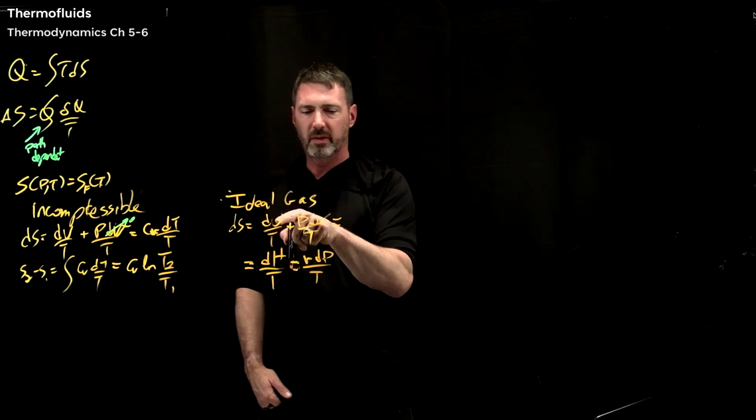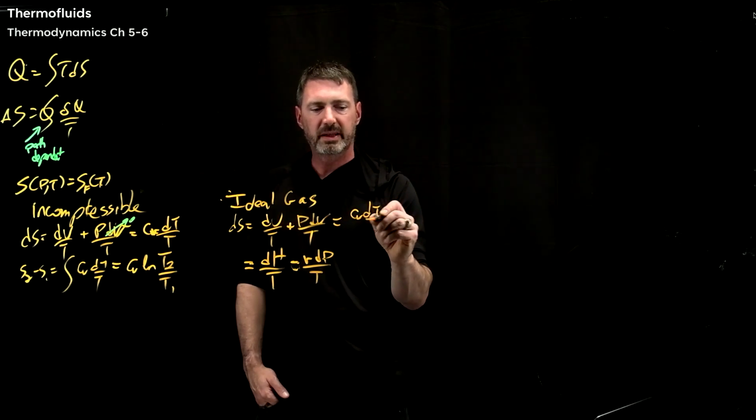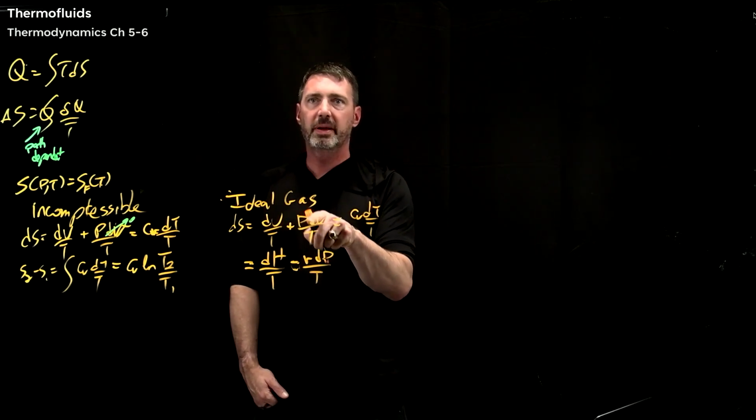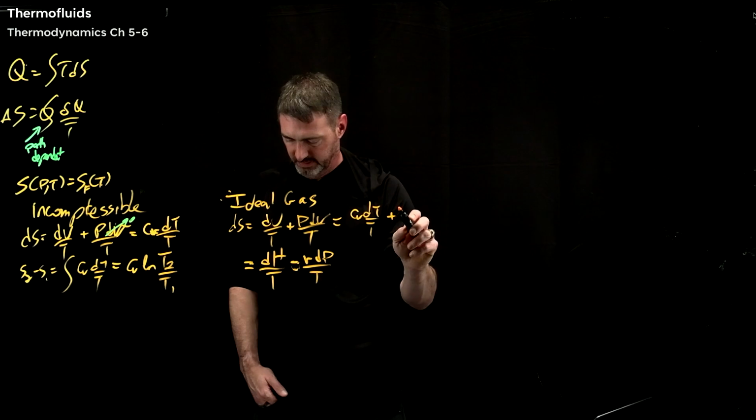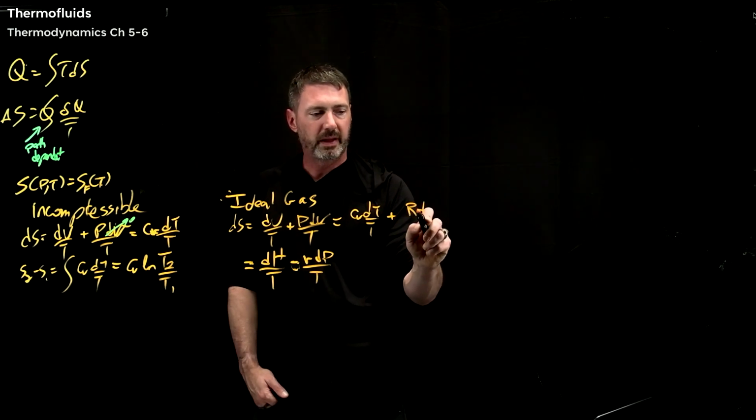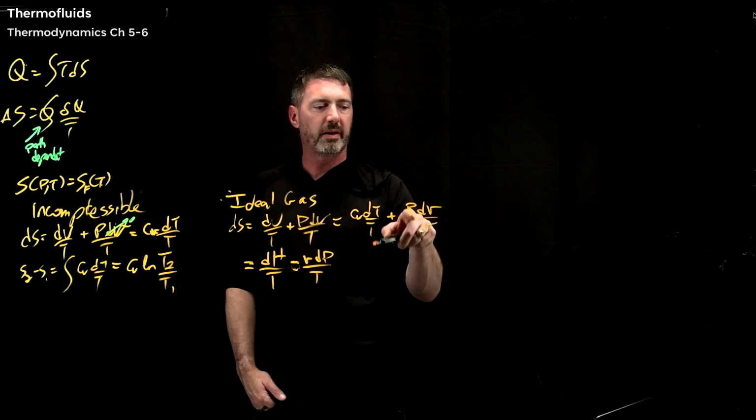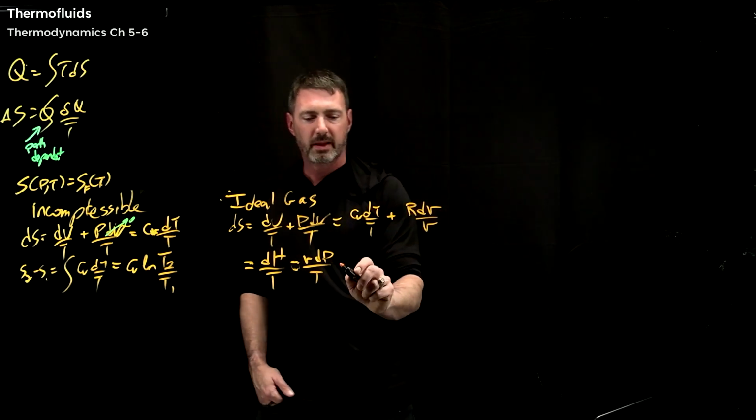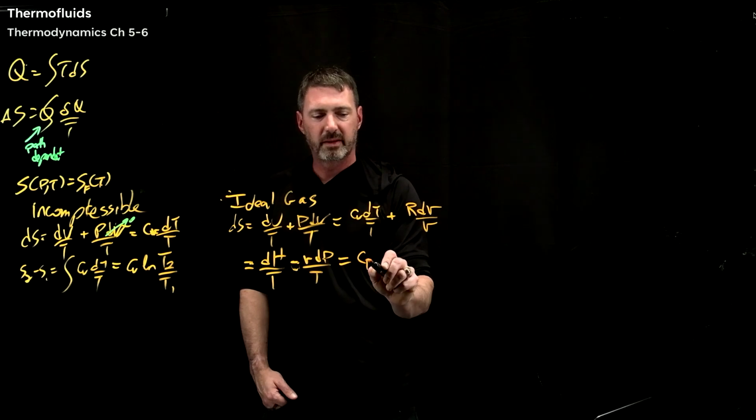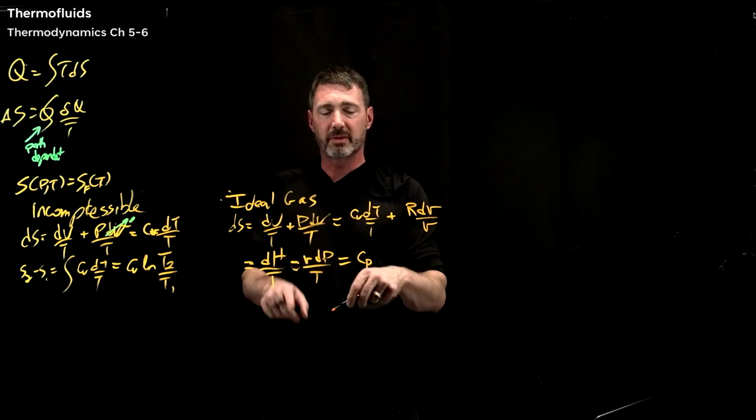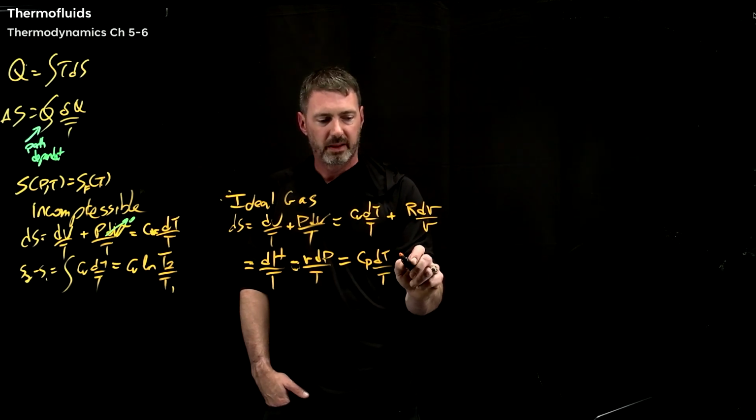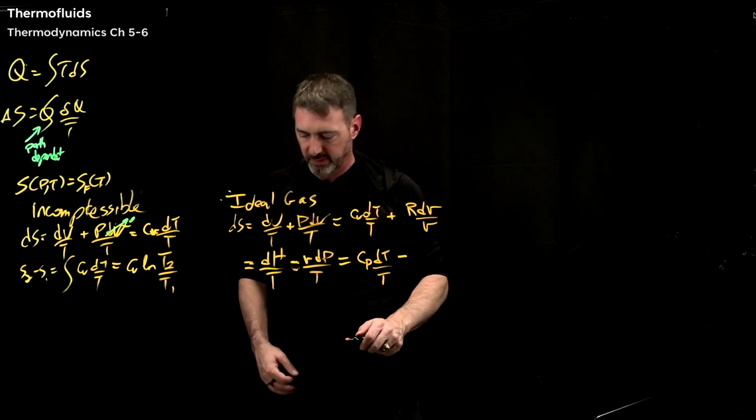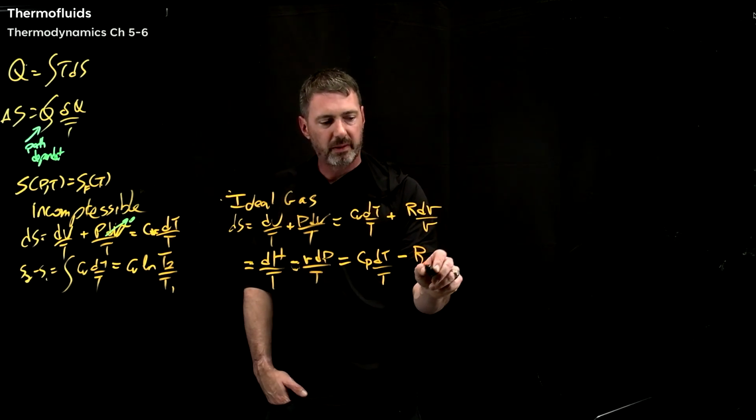Same sort of thing. If we expand that as well, you could say this is Cv dT over T. Well, if it's ideal gas, I have P over T. Well, what is that? That's just R over v. So then I have an R dv over v. And then same trick here. If it's the Cp, remember Cp is associated with enthalpy, Cp dT over T. And then you'd have a minus, again, what's v over T? Well, that would be R dP over P.